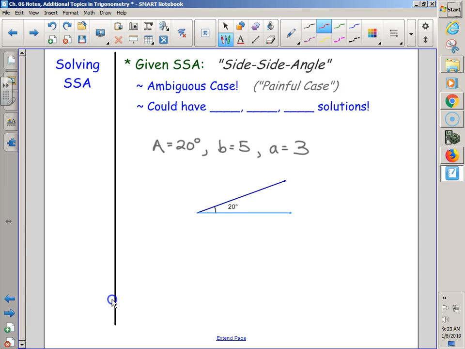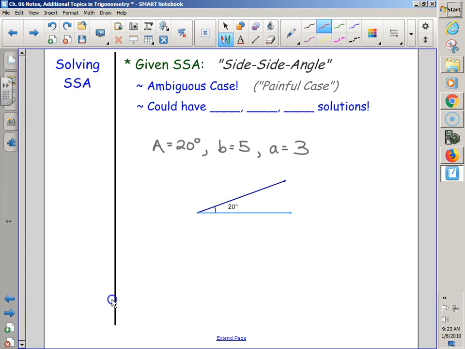But get down your 3 pieces of information. Angle A is 20 degrees. Side B is 5, and side A is 3. So far we've done 2 examples where we were given 2 angles and 1 side and we plugged in and we solved. Well, whatever, we're given 1 angle and 2 sides. How bad can it be? Well, ready, set, and go.